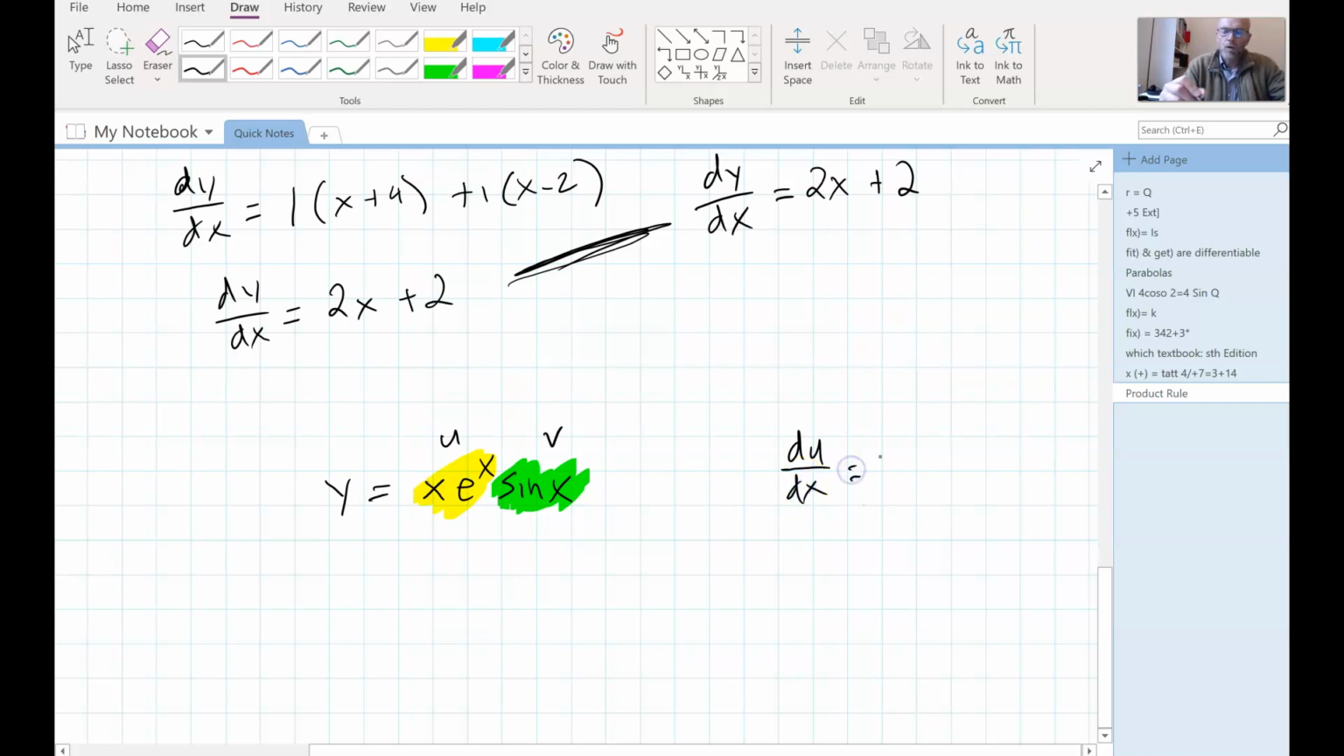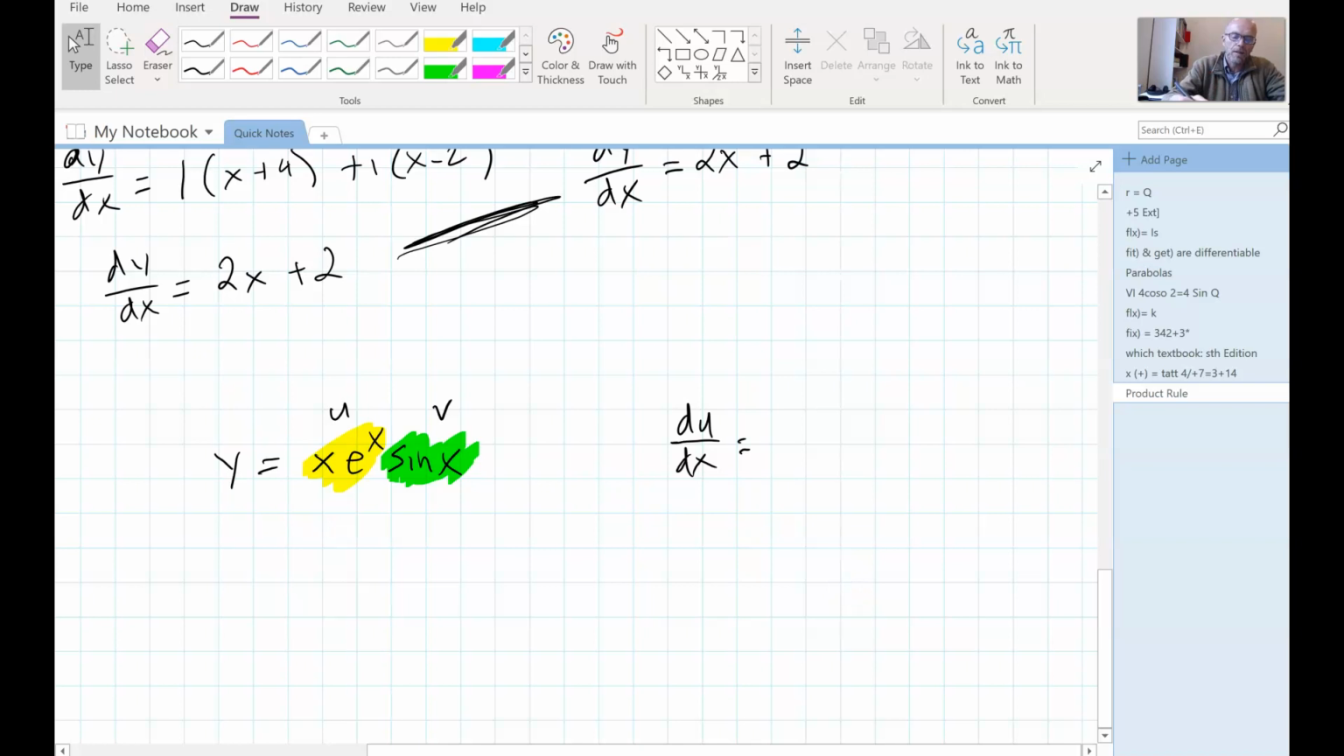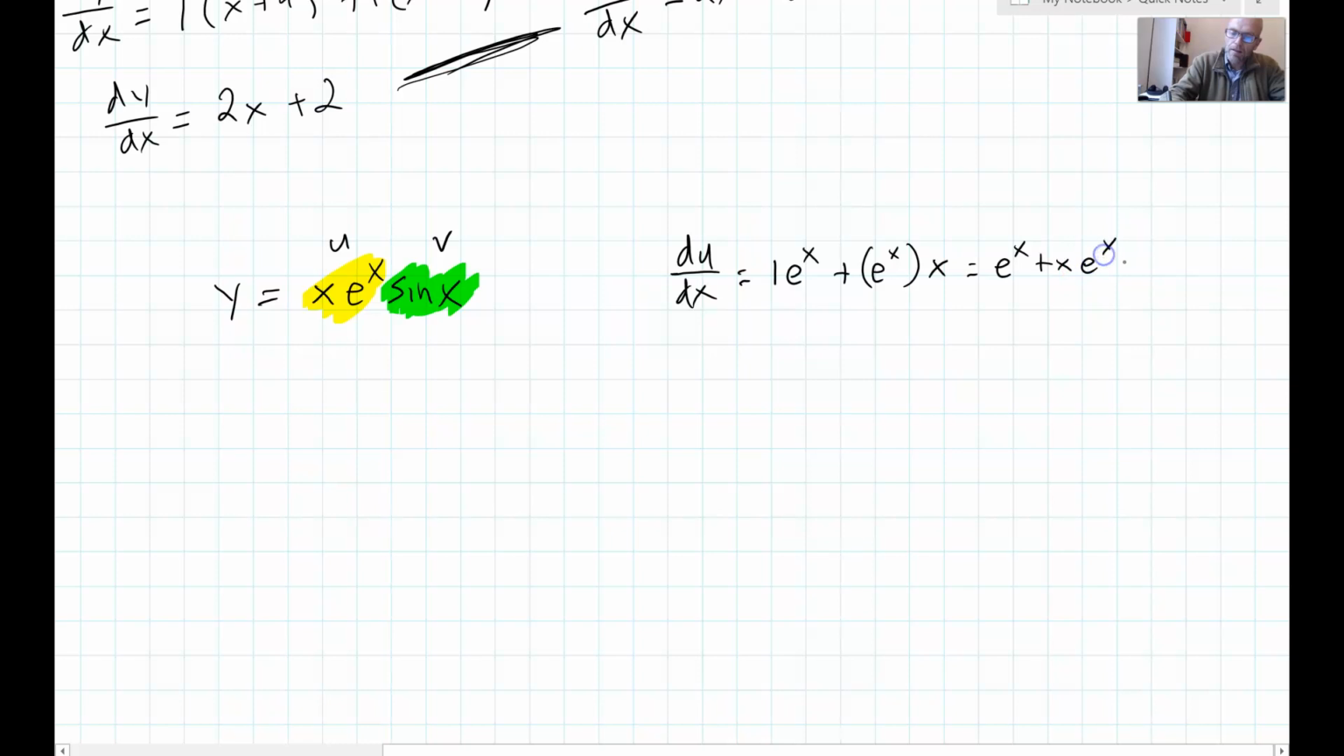When I take the derivative of u, I'm going to have to use the product rule again, aren't I? So this is going to be the derivative of the first, which would be 1, times the second, e to the x, plus the derivative of the second, that'd be e to the x, times the first, which would be x. So du/dx is equal to e to the x plus x e to the x. And dv/dx is equal to cosine x.